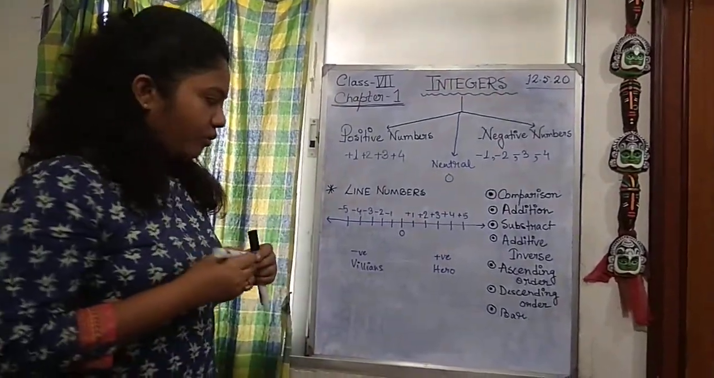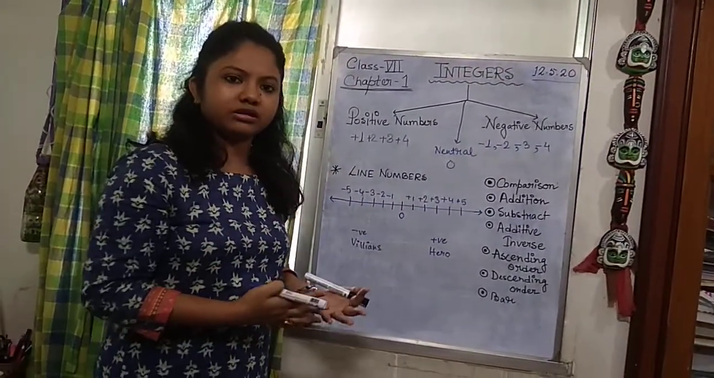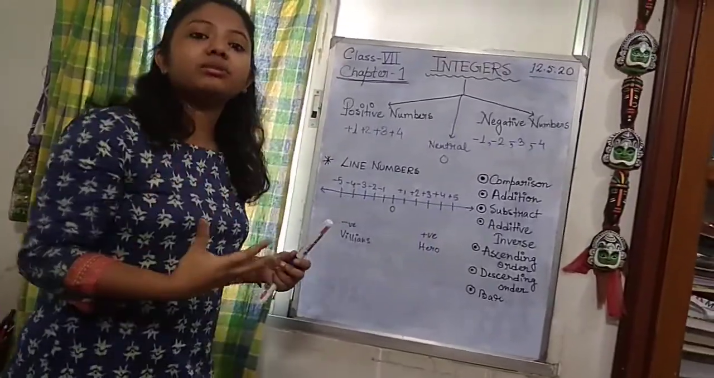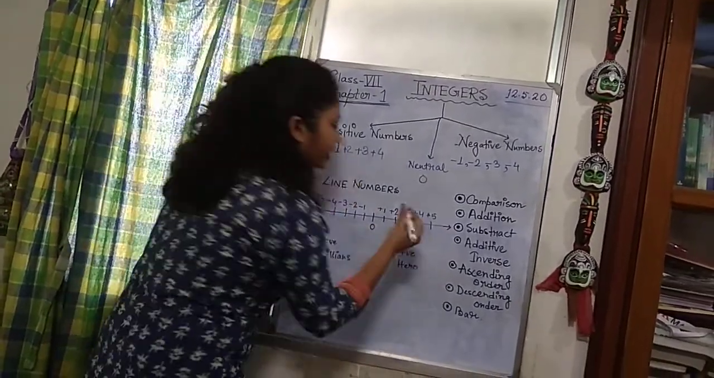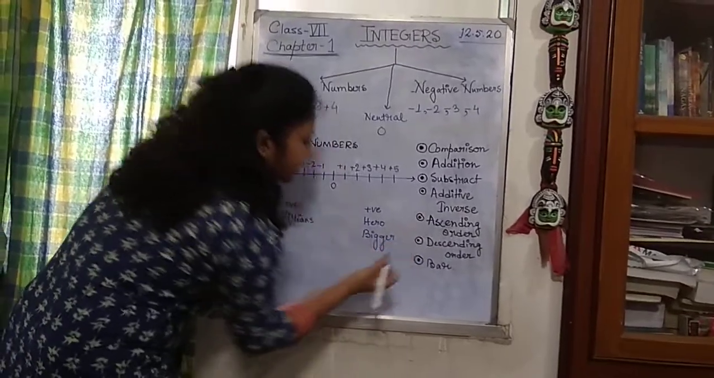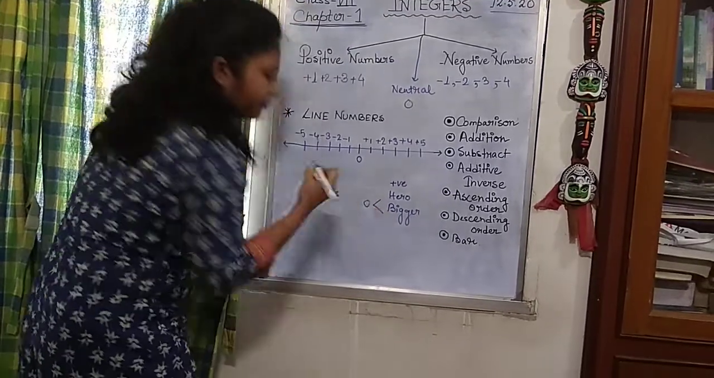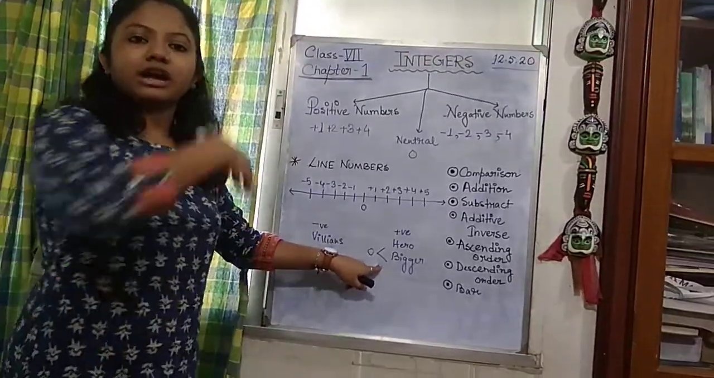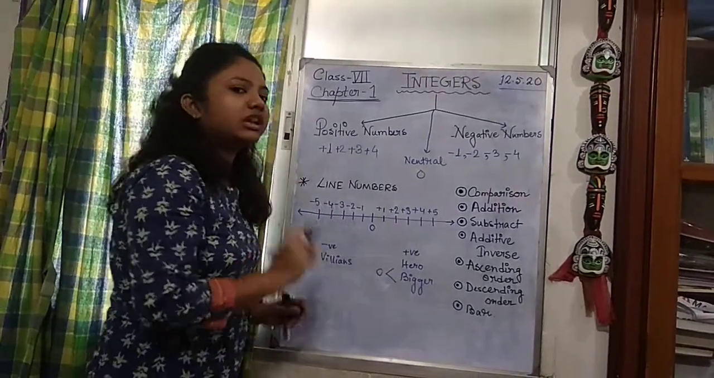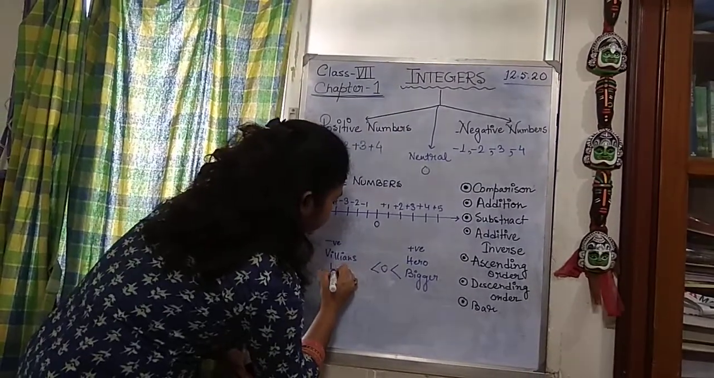Now, how do we compare? How do we understand who is bigger and who is smaller? One thing to understand is that positive numbers, or hero numbers, are always bigger. So we can write that positive numbers are bigger than 0, and we can put the greater than sign. And negative numbers are smaller than 0, so negative numbers are lesser than 0.